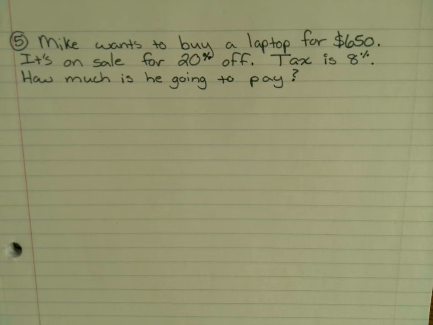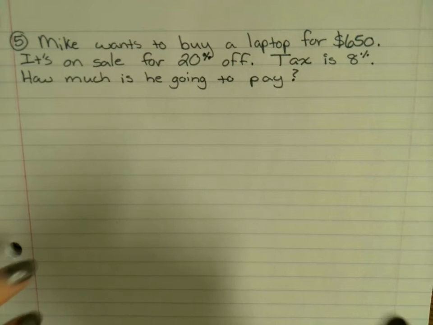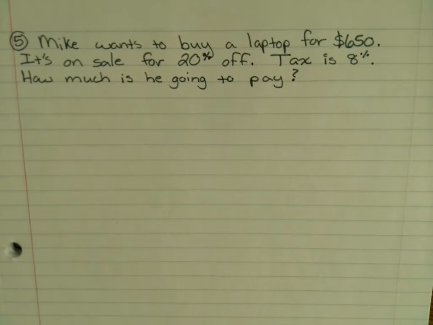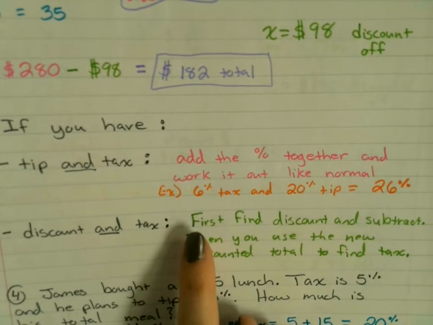And go over this. So yesterday, or actually today during your pride time, we discussed the different methods if you have multiple percentages happening. So if I go back to our notes from earlier, it says that if we have tip and tax, we would add the percentages together and work the problem out like normal.